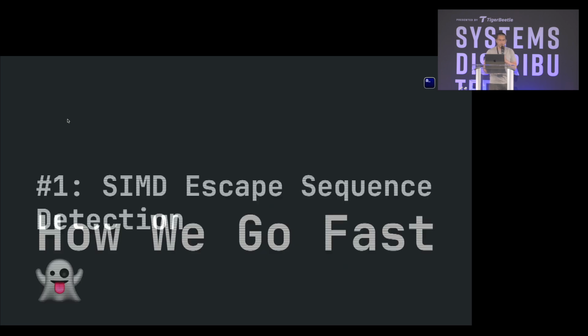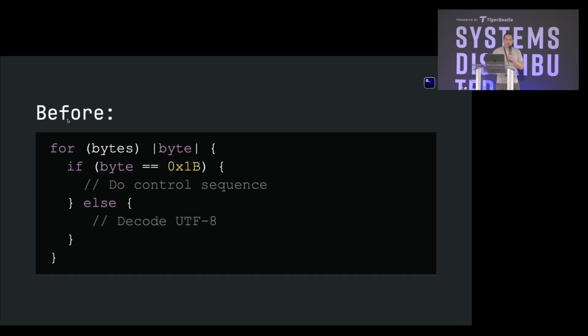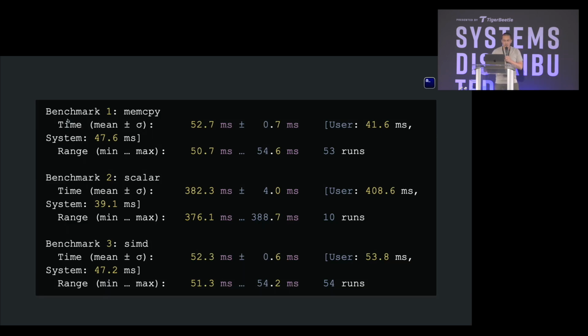Okay, so how did we go so fast? Number 1, we do SIMD escape sequence detection. This is the naive way to find escape sequences. You go through the bytes, and if the byte has an escape, you handle it. Here's the way Ghostty does it. You go through chunks of bytes, usually 16 or more at a time. If the chunk contains an escape sequence, you handle it, and that has close to the same latency on the CPU.